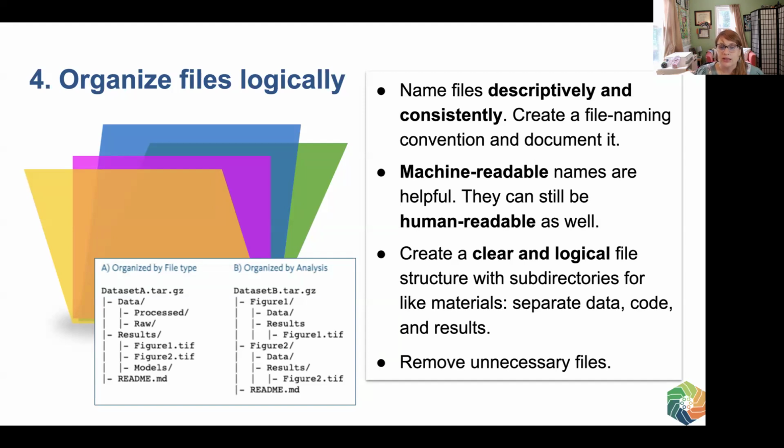Another way to create some machine readability in your files is to use version numbers. So instead of just recreating new files, always creating a new version with a version number at the end. Having said that, it's also important to make sure that those file names are still human readable. Self-explanatory names make it much easier to understand later, and you don't have to sacrifice one for the other.